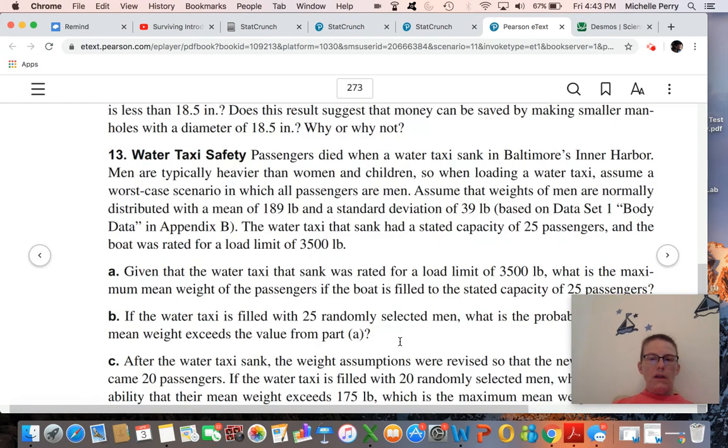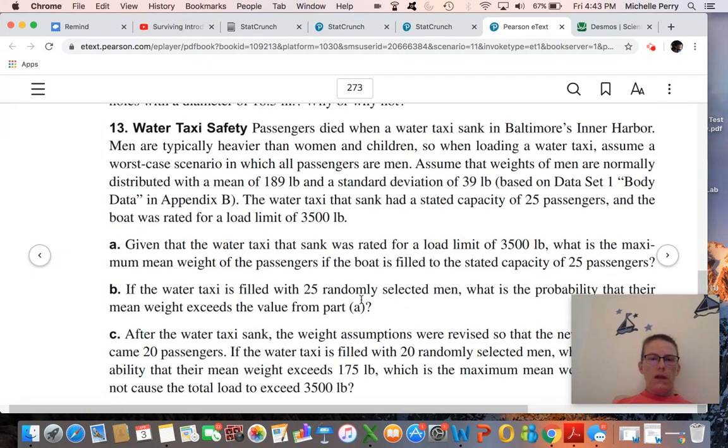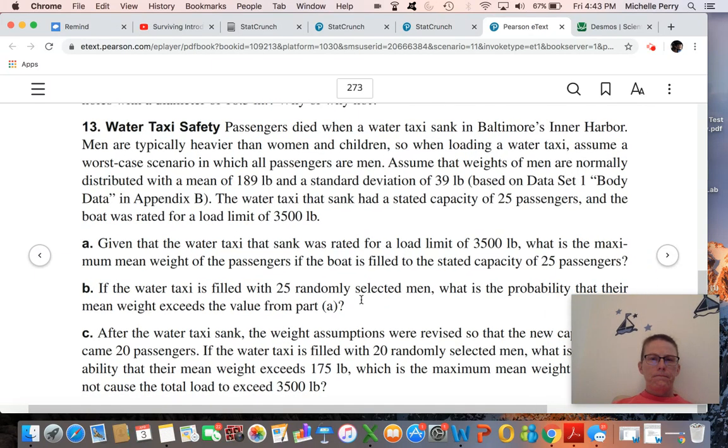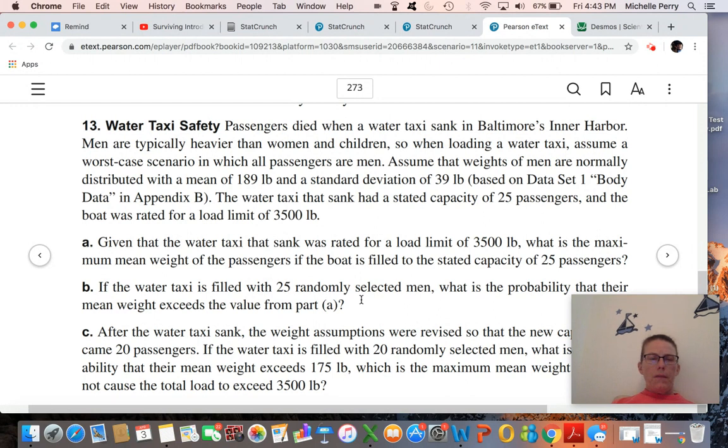I want to get us to think about number 13. Number 13 is really a good application problem for our central limit theorem. As you read there, you can see that we're considering water taxi safety. A passenger died when a water taxi sank in Baltimore's Inner Harbor. Men are typically heavier than women and children.